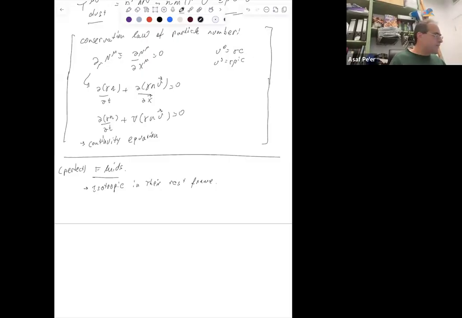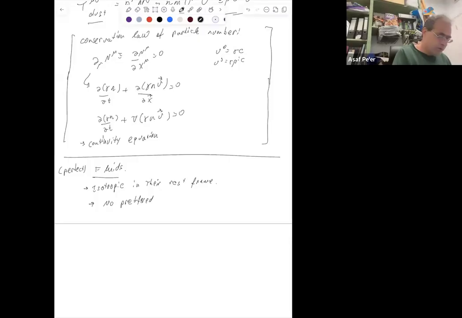If they're isotropic, that means that there is no preferred flux in one direction. So that means that T mu nu has to be diagonal. No preferred direction of flux flow. Means that T mu nu is diagonal.